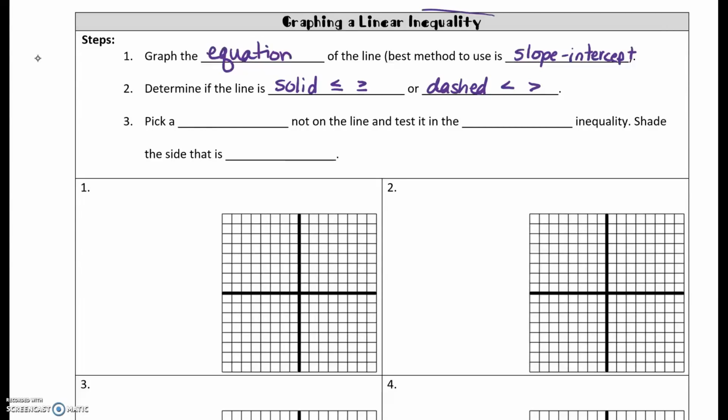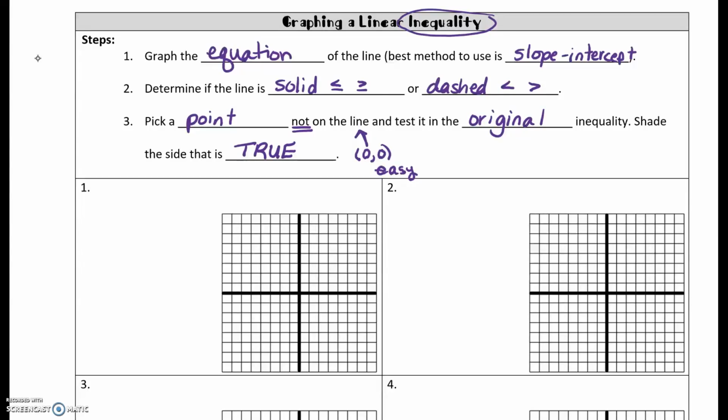Now, step 3 is critical. This is what the inequality forces us to do. We then pick a point not on the line and test it in the original inequality. We always shade the side that is true. When we test a point, it is ideal to pick one not on the line. So if 0, 0 is not on the line, we consider that the easy one to test.